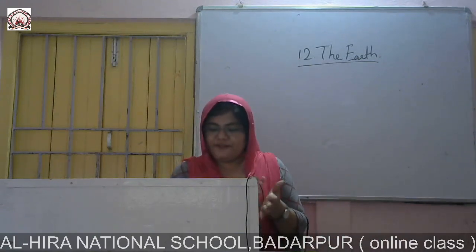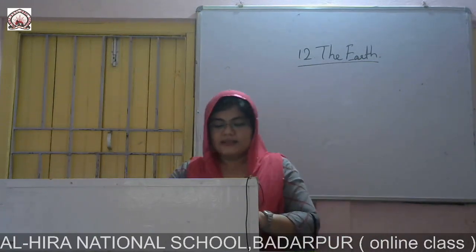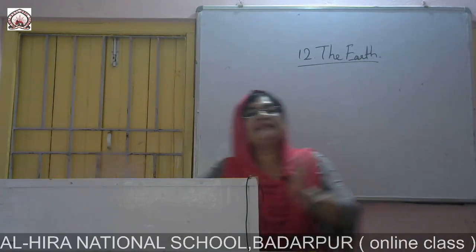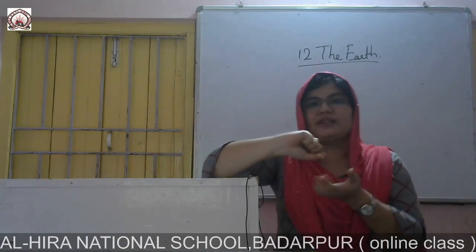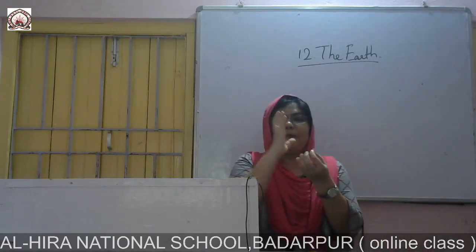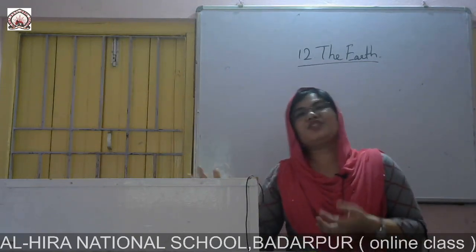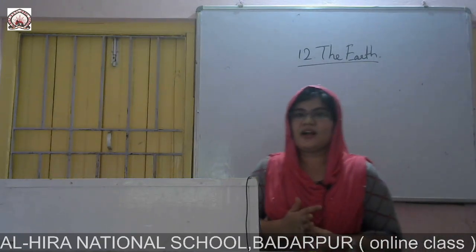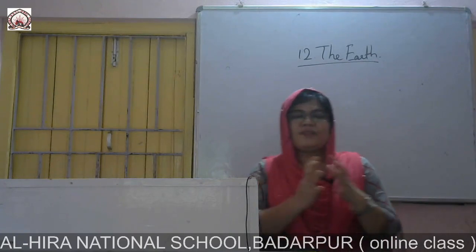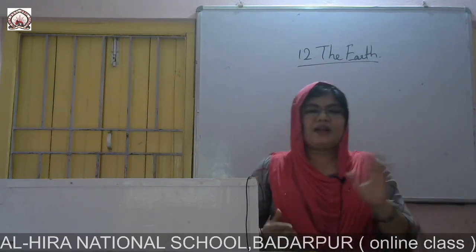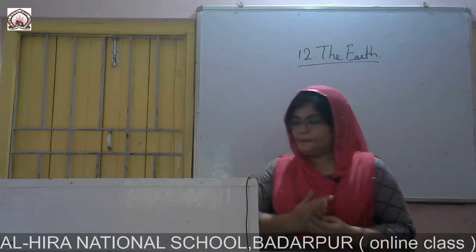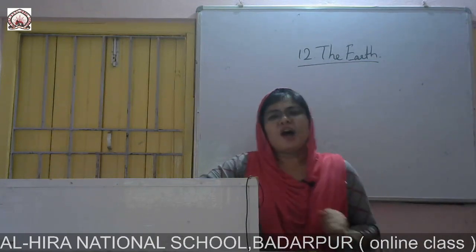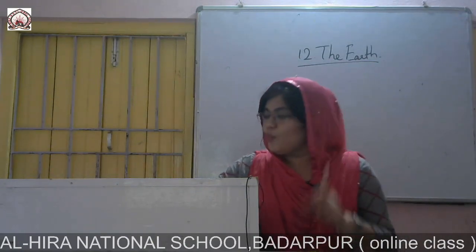As earth rotates, different parts of it face the sun. The part that faces the sun has day. The part that is away from the sun has night. When earth spins on its axis, the part which faces the sun becomes day, and the part which is away from the sun becomes night. That is why we say it is dark. Dark means it becomes night. It takes 24 hours to complete one rotation.